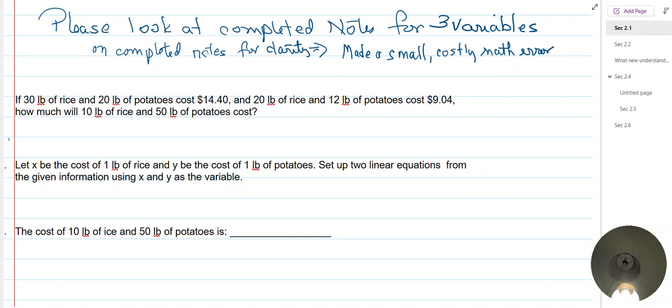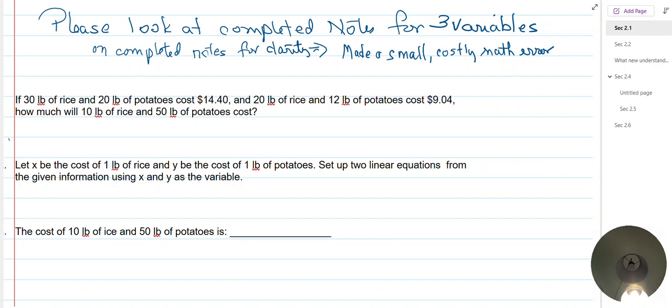Okay, before we start part C of lesson 2.1, I need you to look at the completed notes for three variables, the one I just finished, to make sure that you have clarity on it. There was a small costly error, and I definitely don't want you to think I didn't catch it.